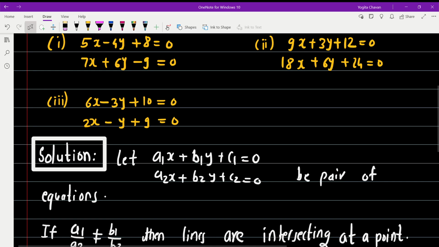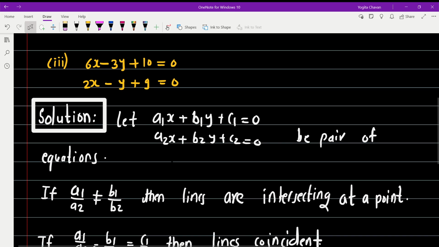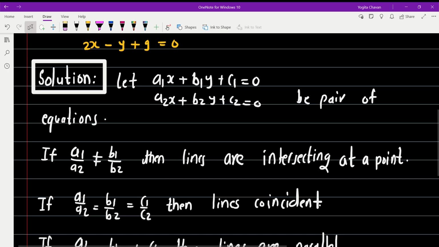Now let a1x plus b1y plus c1 equal to 0, a2x plus b2y plus c2 equal to 0 be a pair of linear equations. So we have two linear equations, and now note that if a1 upon a2 is not equal to b1 upon b2, then lines are intersecting at a point. Here a1 is the coefficient of x, b1 is the coefficient of y, c1 is the constant term in the equation. Similarly for a2, b2 and c2. If these two ratios are different, then lines are intersecting at a point.